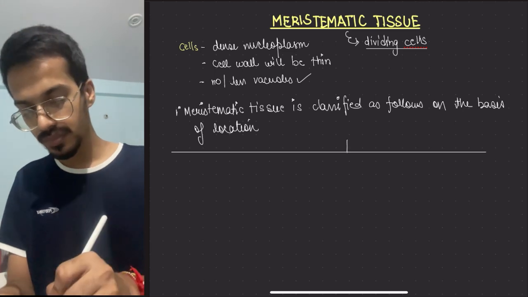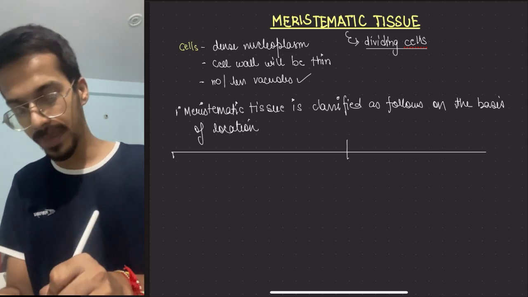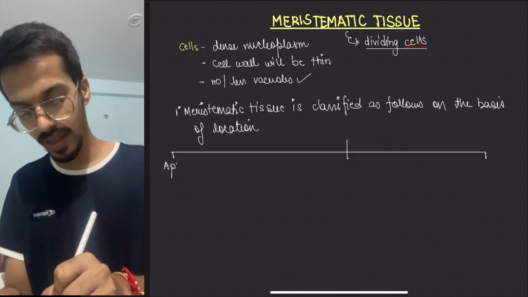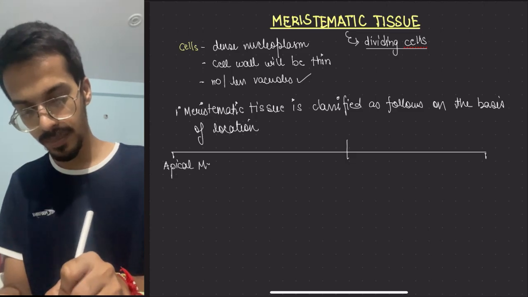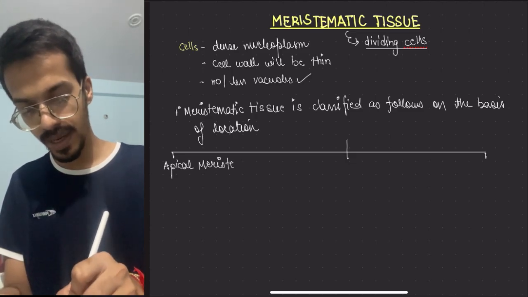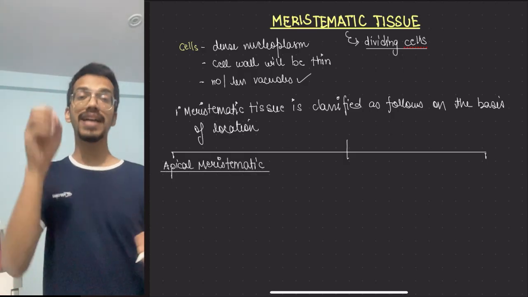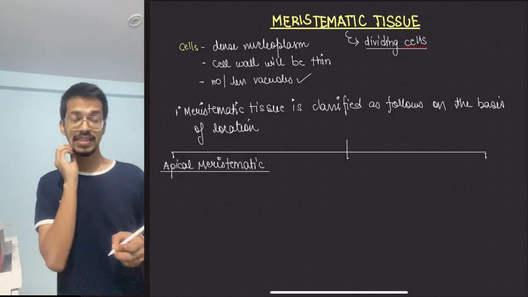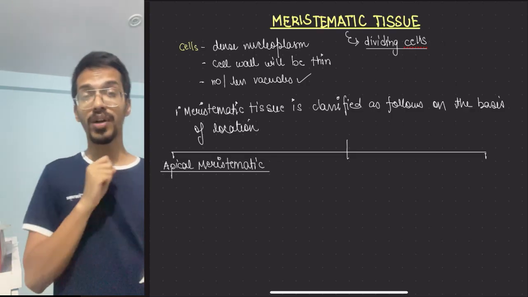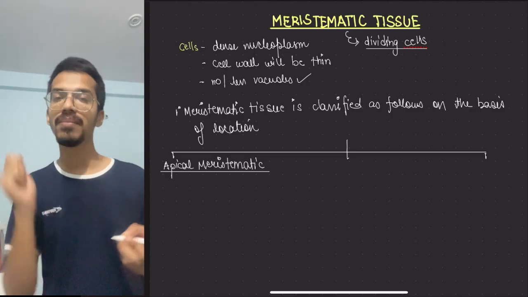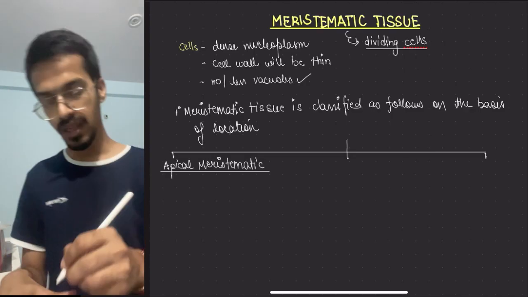Okay, number one is what? Apical meristem. Apical meristematic tissue. So apical means what? That they are present on the apex of the plant body. So there is a root apical meristem or the shoot apical meristem. So it means what?